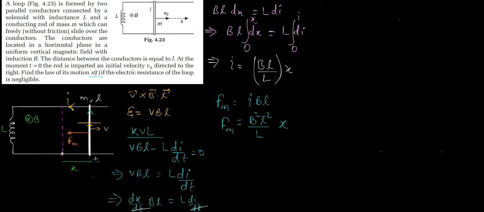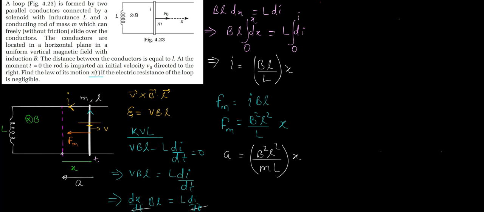Now we can find the acceleration of this rod using Newton's second law. So acceleration will be magnetic force over its mass, which becomes B square L square over ML, where M is the mass of this rod, times the displacement x. This is the acceleration of the rod, and its direction will be towards the left, as we can easily see.